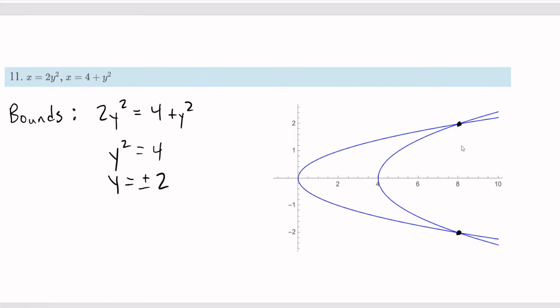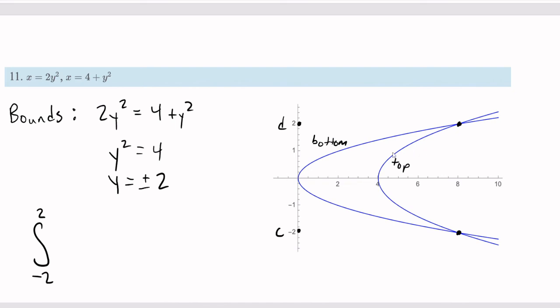There they are. Those are our bounds, so 2 and negative 2 are our C and D. We're going to be integrating from negative 2 to 2. And now what we need is which function is on top and which is on bottom. Again, if you tilt your head, you can see this one's top and this one is bottom. Or if you'd rather just remember, for these situations it's always right minus left, you can do that too.